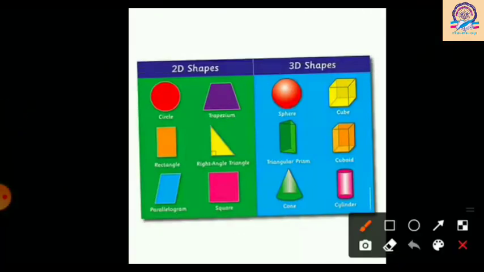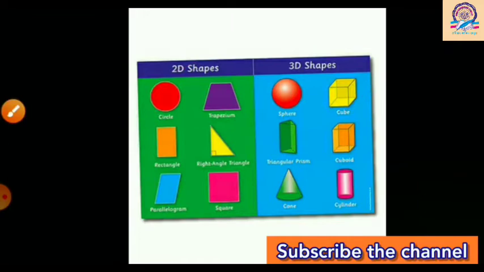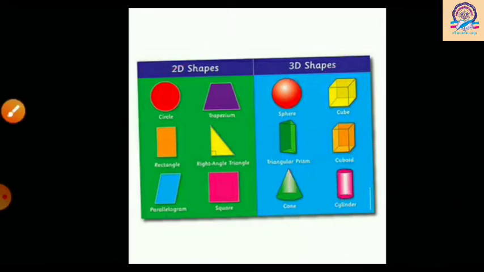Okay students, as you can see on the screen, we have 2D shapes such as circle, rectangle, triangle, square, parallelogram and trapezium. And we have 3D shapes like sphere, cube, cuboid, cylinder, cone and prism. So these are 2D and 3D shapes. 2D means two-dimensional shape. That means they have length and breadth. That's why they are known as two-dimensional. And a 3D shape has length, breadth and height. That's why it is known as a three-dimensional shape.